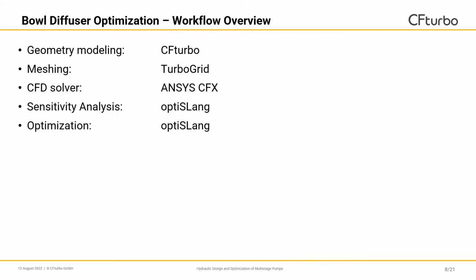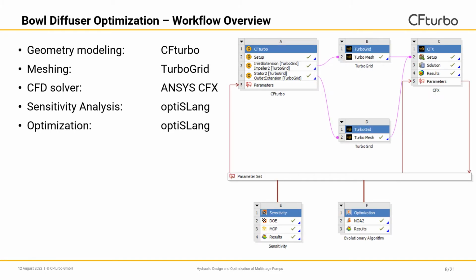So in the next step, we wanted to optimize the bowl diffuser design to further improve the overall efficiency of the machine. For the geometry modeling, we used our Conceptual Turbomachinery design software CFTurbo. For the meshing, we have used TurboGrid, and for solving the CFD problem, we have used ANSYS CFX. The sensitivity analysis and the optimization was performed by using Dynardo optiSLang. On the right-hand side, you can see the workflow that was set up inside of ANSYS Workbench.